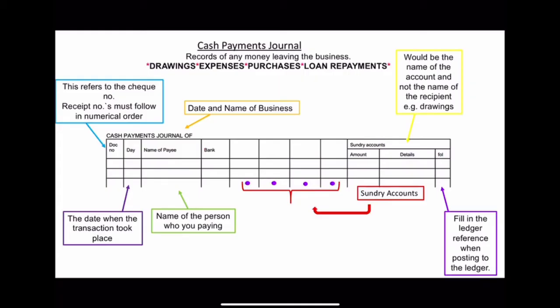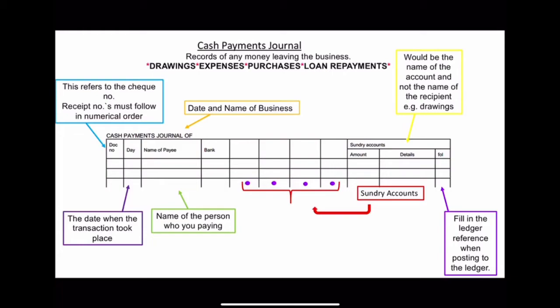And it's also important to remember, look at those purple dots. We also need to put the reference under those columns. So let's say that one column was for wages. Once we post the wages to the general ledger, we need to put that folio reference under the wages column.